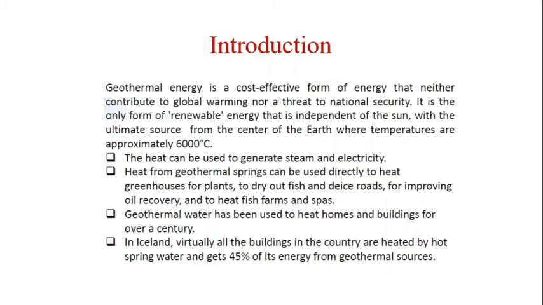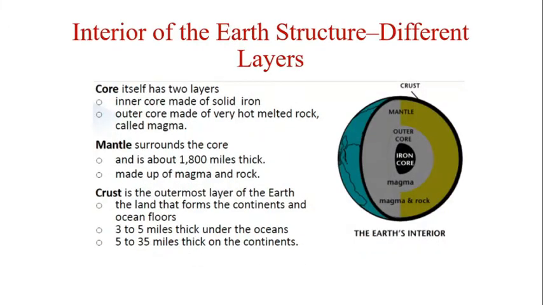Heat from the geothermal springs can be used directly to heat greenhouses for plants, to dry out fish and deice roads, for improving oil recovery, and to heat fish farms and spas. Geothermal water has been used to heat homes and buildings for over a century. In Iceland, virtually all the buildings in the country are heated by hot spring water, and it gets 45% of its energy from geothermal sources.